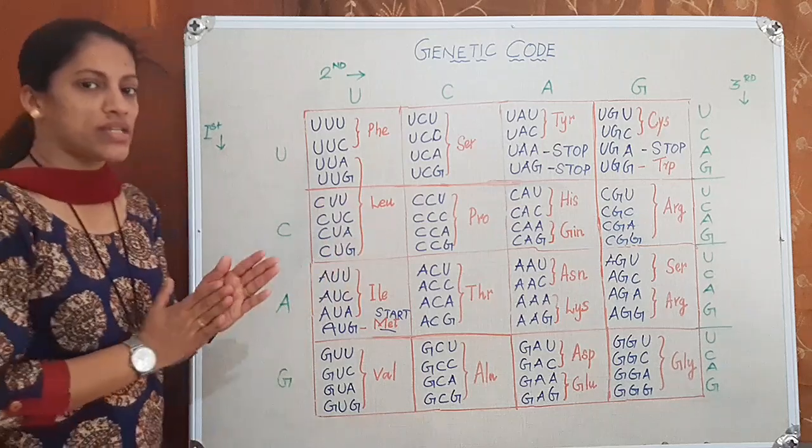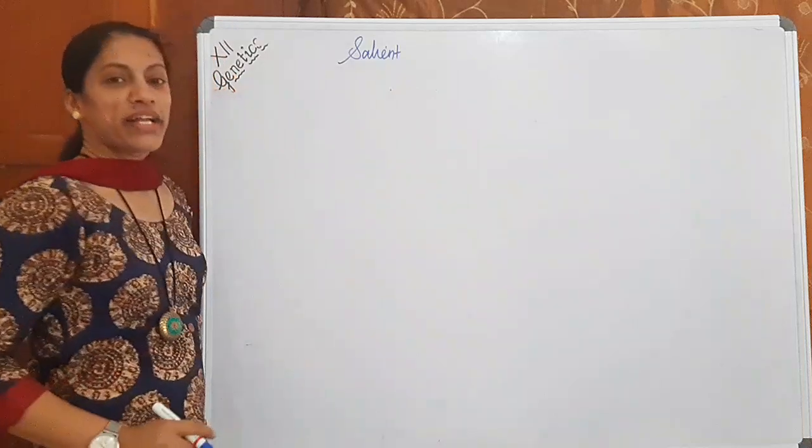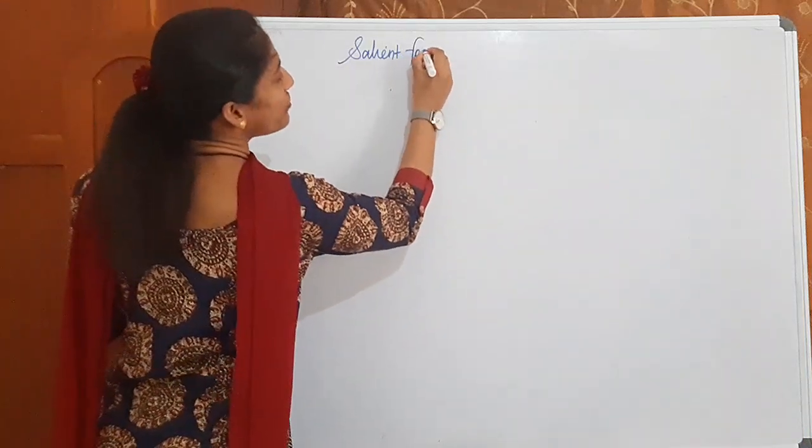Then come to the characteristics of the genetic code. We will discuss it one by one. Come back to the salient features of the genetic code.